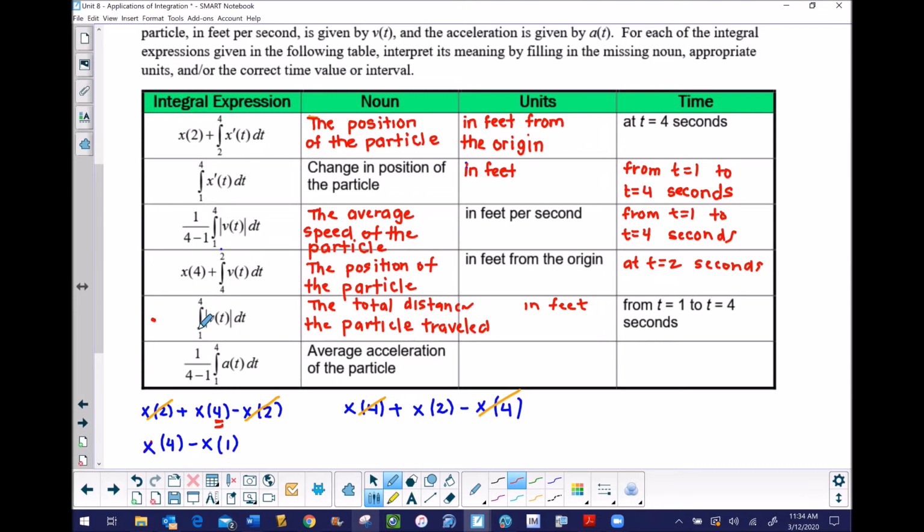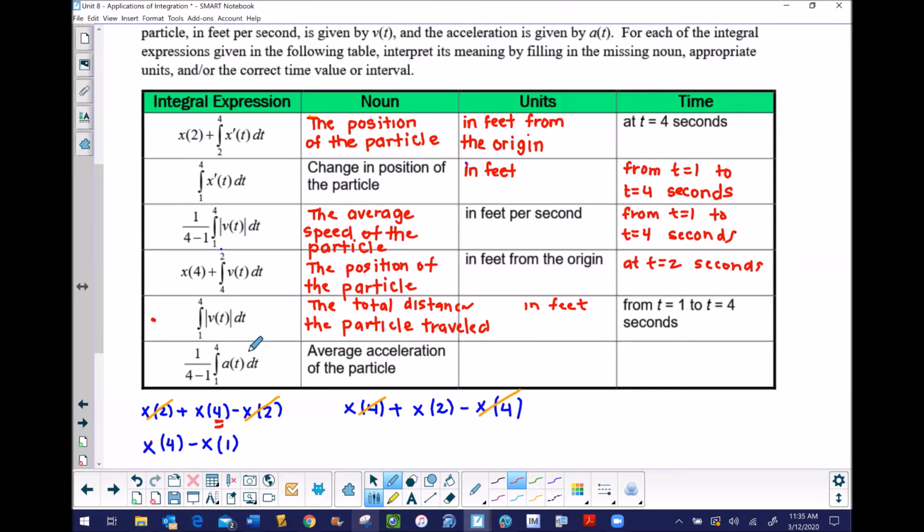Now, if you look at the last one, they went ahead and gave us the noun for it, which is nice. They said it's an average, right? It's the average value of a function. It has that 1 over b minus a look to it. And the function that we're averaging is a of t, which is acceleration. So we have the average acceleration of the particle.